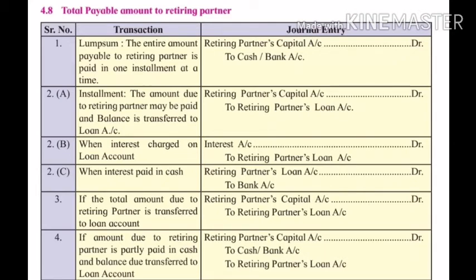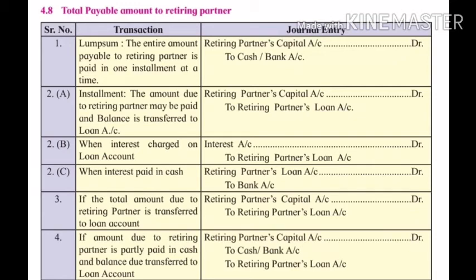So when we are giving the full amount, the entry is retiring partner's capital account debit, because the retiring partner is a receiver. And what goes out from the business? Obviously we are paying back, so that means we are giving cash. So what goes out? Cash goes out. So our entry will be retiring partner's capital account debit to cash and bank account. This is the first method, when we are paying the retiring partner at lump sum.